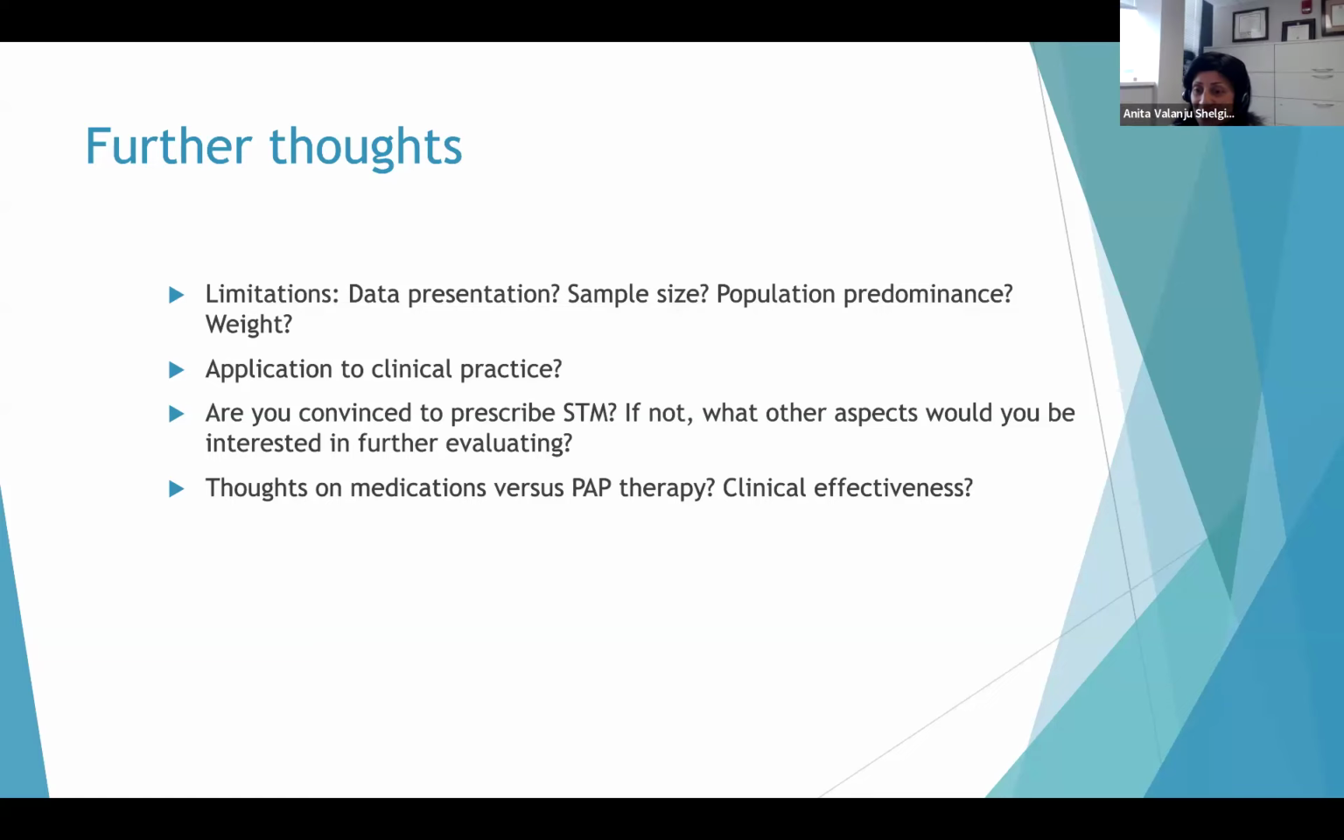Any other thoughts? Any comments in the chat? I don't know if people want to unmute and share their comments. Sorry, I can't see. Awesome. Thank you. Appreciate it. It's one from Lisa Matlin and one from Montita.